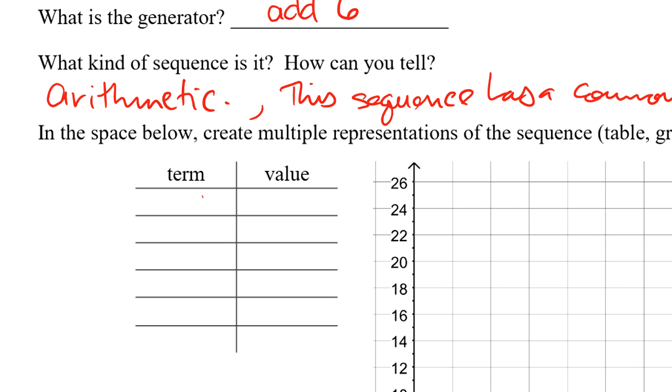Then it asks us to create a table of values, actually multiple representations: a table, a graph, and an explicit equation for it. So let's start with a table. Remember, we always begin with term 1. So if it's a sequence, we start with the first term, then the second term.